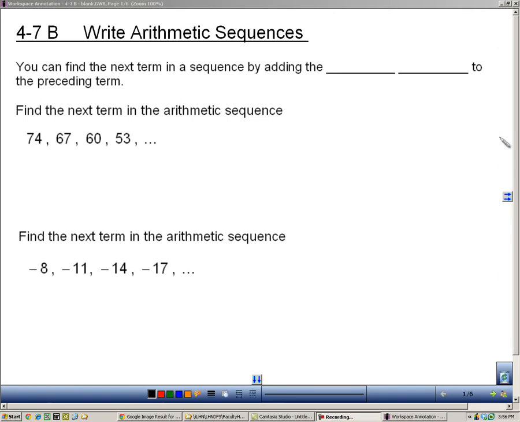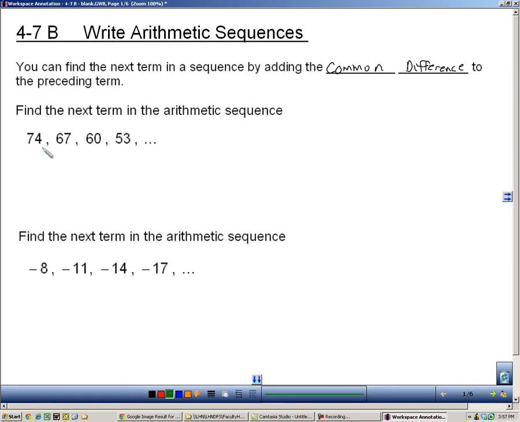Section 4.7b is about writing arithmetic sequences. This first sentence says you can find the next term in a sequence by adding the common difference to the preceding term, the one that comes in front of it. We learned that in the last video. So let's look at this sequence here.